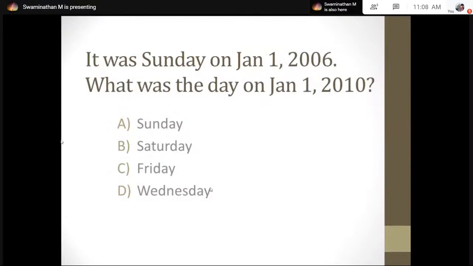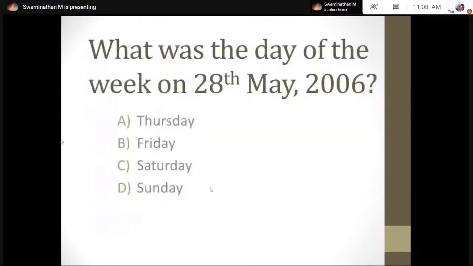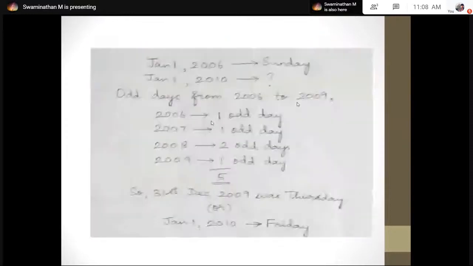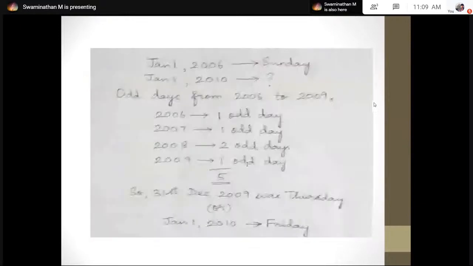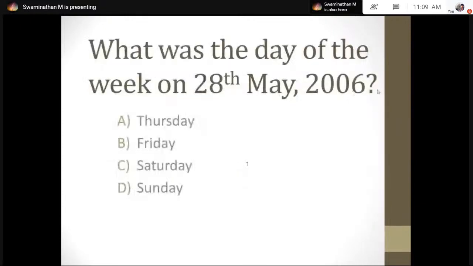Okay, I'm moving on. This is a different problem. That is, no data is given. In the previous problem, Jan 1, 2006, the day was given. You were supposed to find the day on some other date. But here, nothing was given. You are given just the date, and you are going to find the day. Clear with the question? This is a type 2 problem.